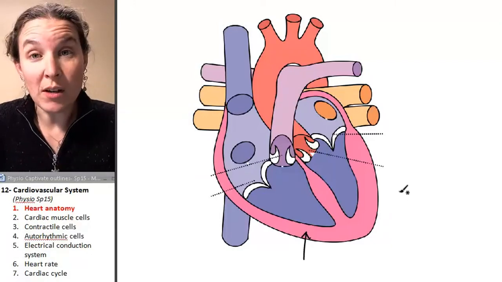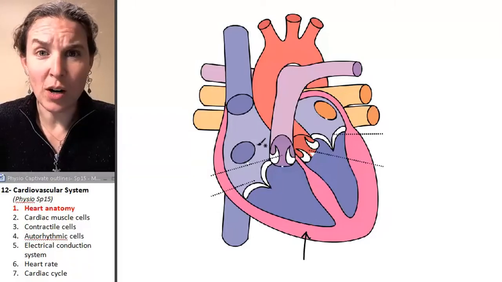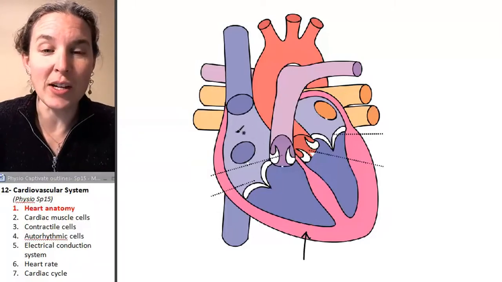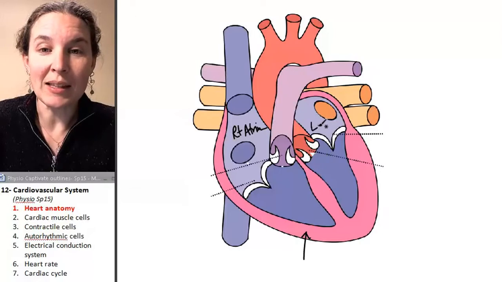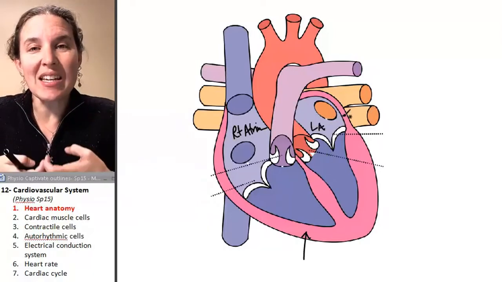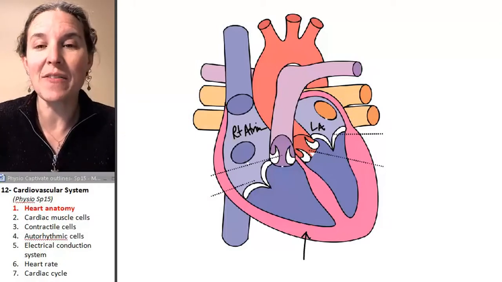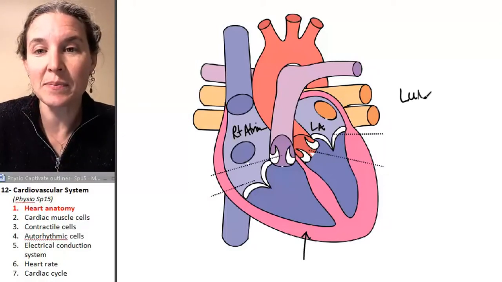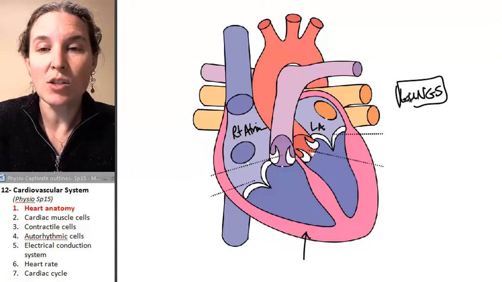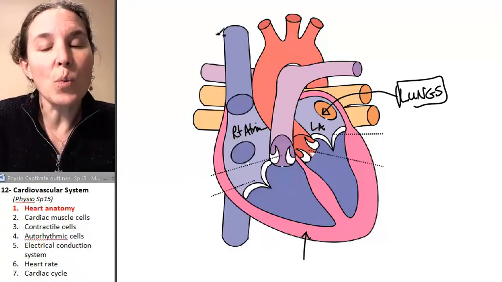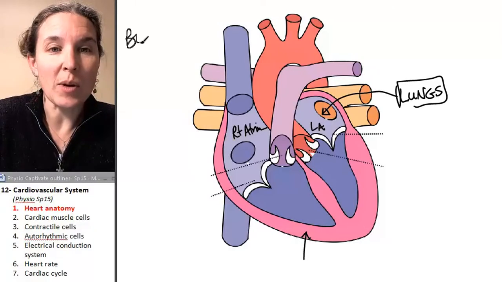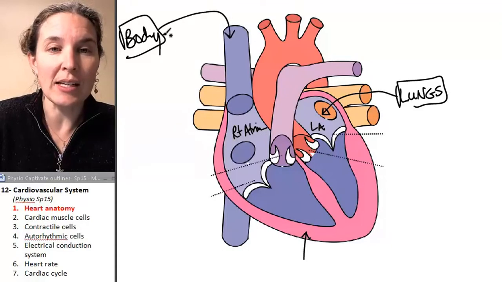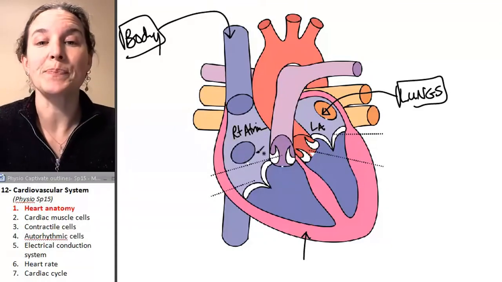We have 4 chambers in our heart. You have your atria. This would be my right atrium. And this would be my left atrium. Atria receive blood from somewhere in the body. The left atrium receives blood from the lungs. So blood from the lungs travels into the left atrium. The right atrium receives blood from the rest of the body. So blood from the rest of the body travels in to the right atrium.